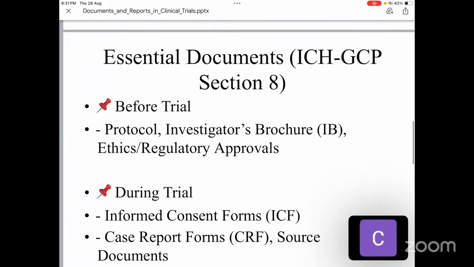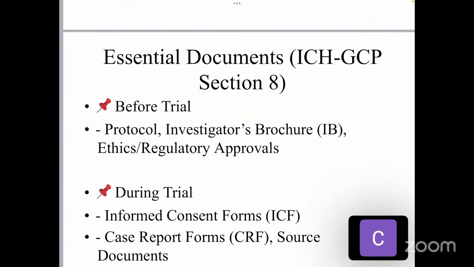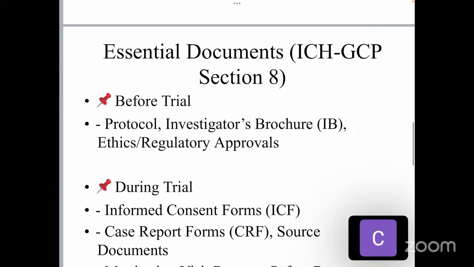These slides, I kept very minimal, because my whole idea was to give you a lot of information and practical information. Slides you can get anywhere, right? So these are essential documents that you need before the trial: protocol, IB, ethics, and regulatory approval. They should be in your file. These are just a few examples. ICFs, SOPs, manuals, CRFs, they are the other documents that you need before the trial.